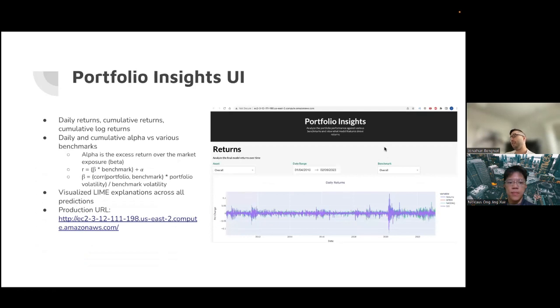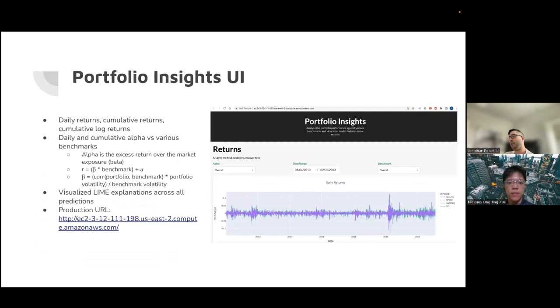So lastly, we built a UI that's hosted at this URL. It has a bunch of stuff on there and a lot of different capabilities in terms of filtering. So you can look at specific date ranges, you can compare things against different benchmarks, you can filter by a specific stock, which we call an asset, or you can just look at the overall portfolio. We have daily returns, cumulative returns, and cumulative log returns, as well as daily cumulative alphas against various benchmarks.